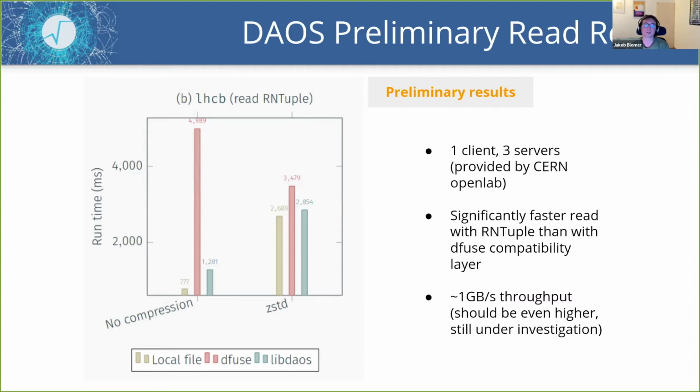And the first goal is reached: we are faster than the dFuse compatibility layer. We read at the moment with about 1 gigabyte per second. This is ongoing work. We think that we should actually be a lot faster than that, and we hope to achieve this soon.